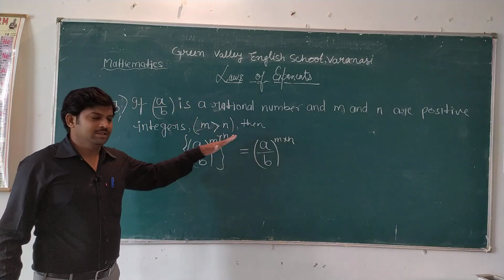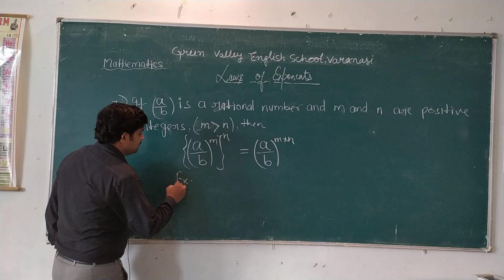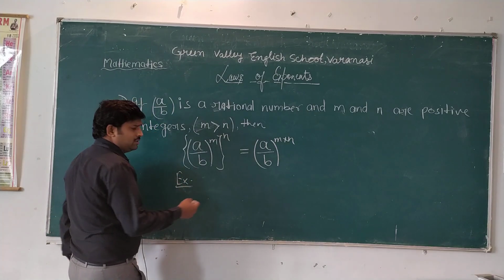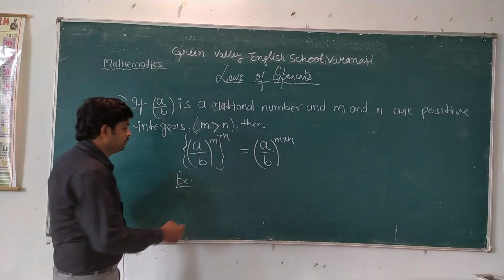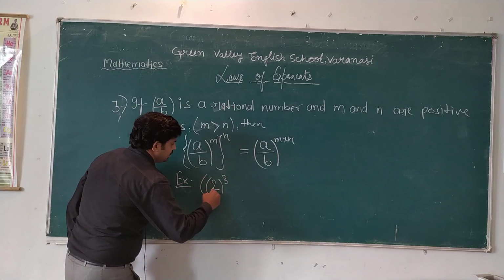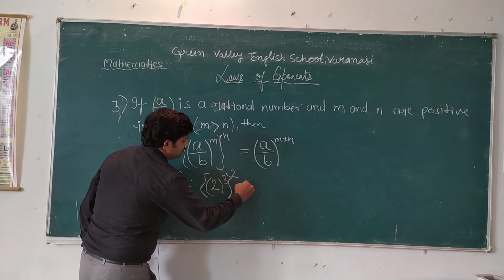This is our third property, third law of exponent. Let us understand this through an example. Normally we can take integers or numbers in the form of rational numbers. 2 to the power 3, whole to the power 2.